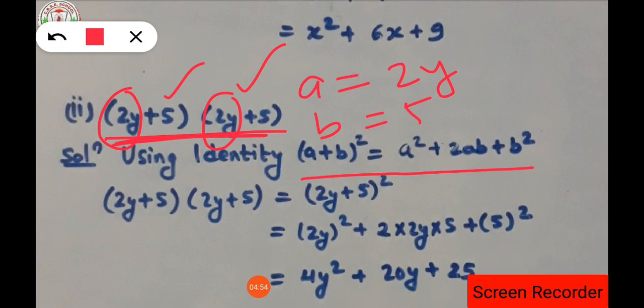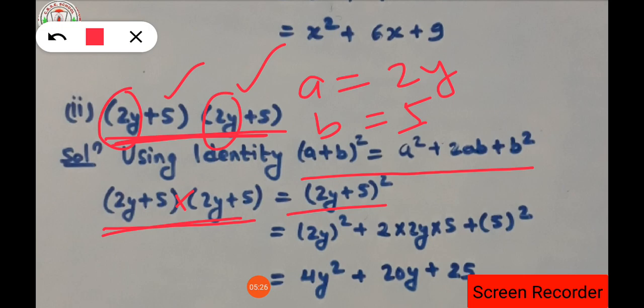Okay, so this (2y + 5) into (2y + 5), since the multiplication sign is there, can be written as (2y + 5) the whole square. Why are we writing this? Because it is said in the question to use the identity, so we have to write it in the form of the identity. The identity is (a + b) the whole square, so the question will also be written in the identity form, that is (2y + 5) the whole square. Okay. So a is 2y and b is 5, isn't it?